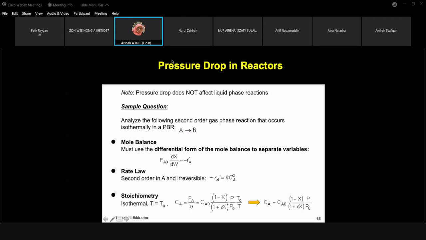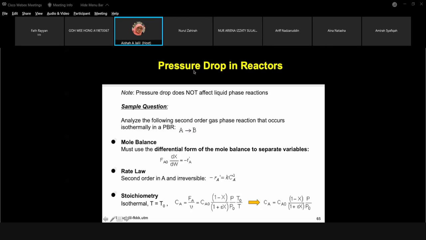Okay, so this is about the pressure drop. Analyze the following second order gas phase reaction that occurs isothermally in a PBR. Because it is a PBR, the mole balance equation becomes like this. Second order reaction, A to B, so it becomes like this. Stoichiometry. Isothermal, so no need to consider the T.